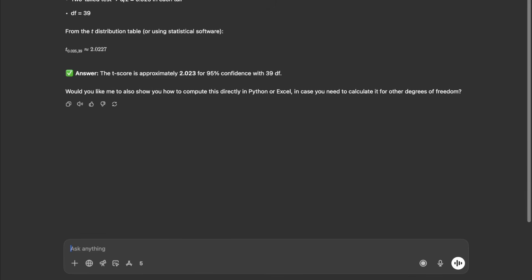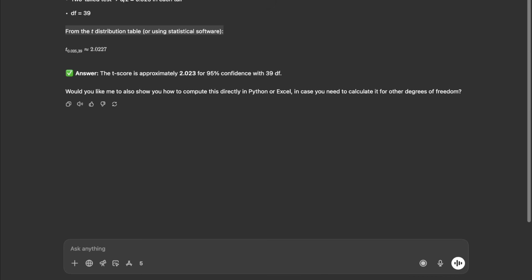So what is the t-score for a 95% confidence level and for a t-distribution with 39 degrees of freedom? I believe that's really all we need to know. So it's going to be a two-tailed test here, with df equals 39, from the t-distribution table or using statistical software. Yeah, it's going to be using software.